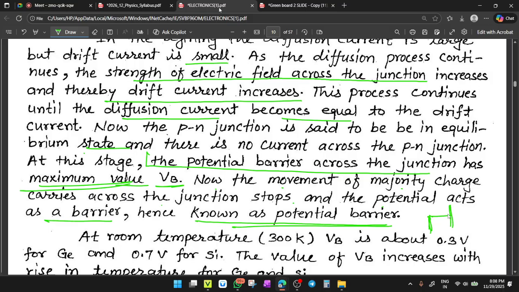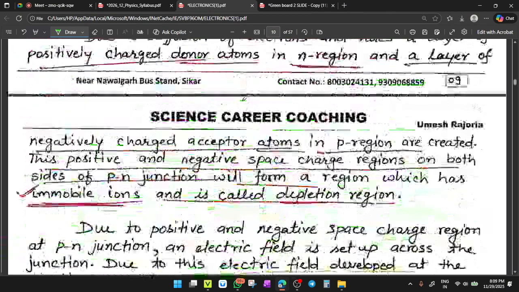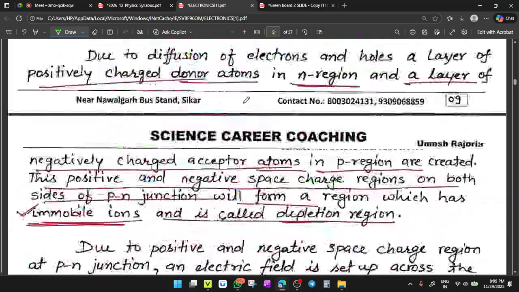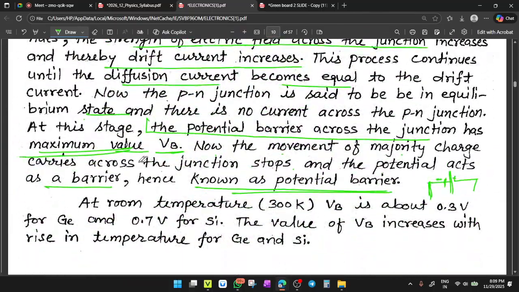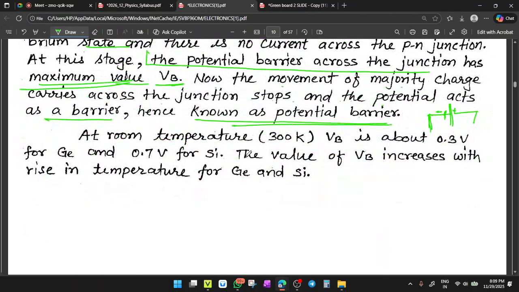This side here it is negative and here it is positive. This potential barrier is called barrier potential. Got it? Yes. Check here. This potential barrier is called barrier potential, which prohibits the further movement of charge particles.